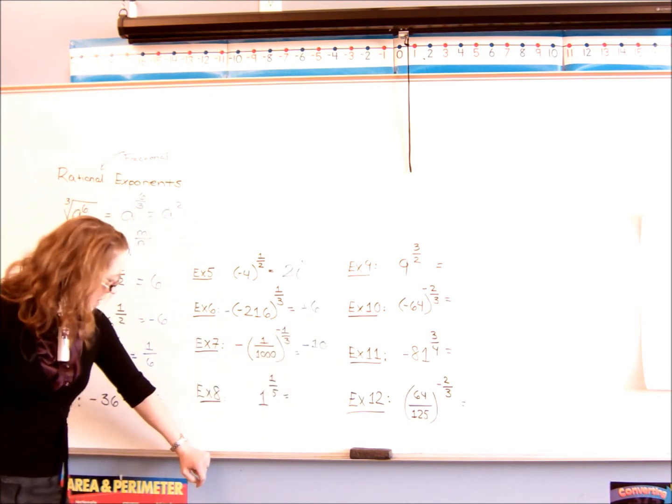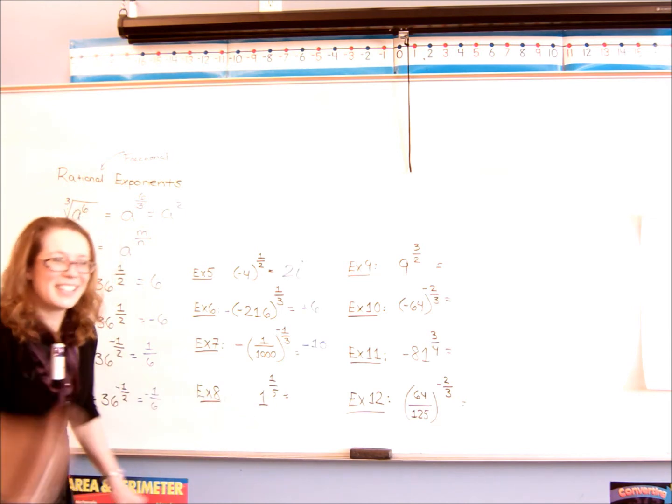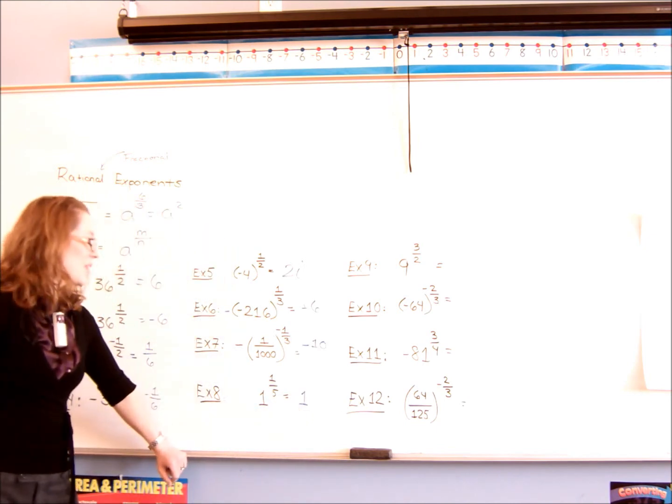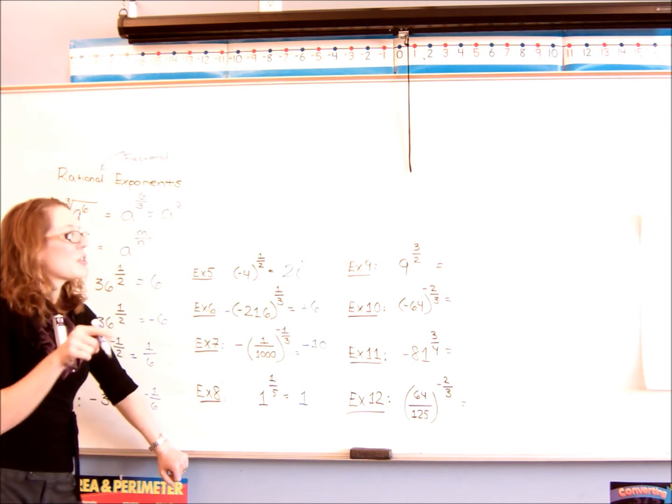Okay. All right, speed round. 5th root of 1, go! 1. Oh, you're too quick. All right, number 9, we're starting to change things up a little bit. This is 9 to the 3/2.